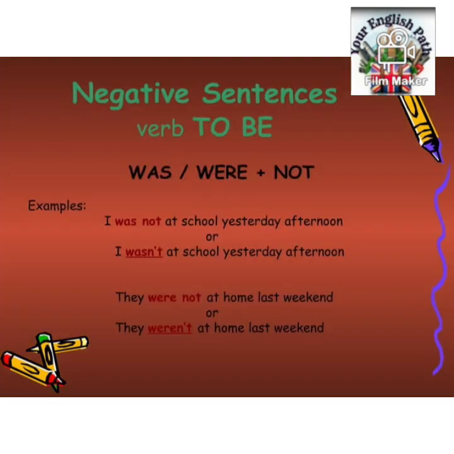But the negative sentences with the verb to be differ. يختلف الفعل to be في النفي. Okay, we say was or were plus not. For example, I was not at school yesterday afternoon. Or I wasn't at school yesterday afternoon. They were not at home last weekend. They weren't at home last weekend.